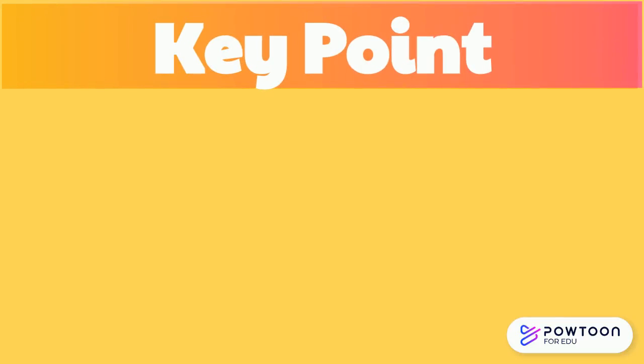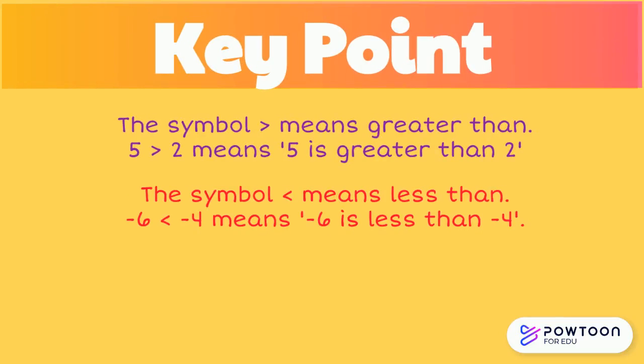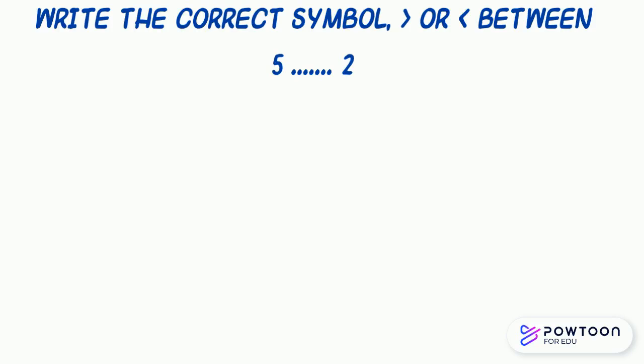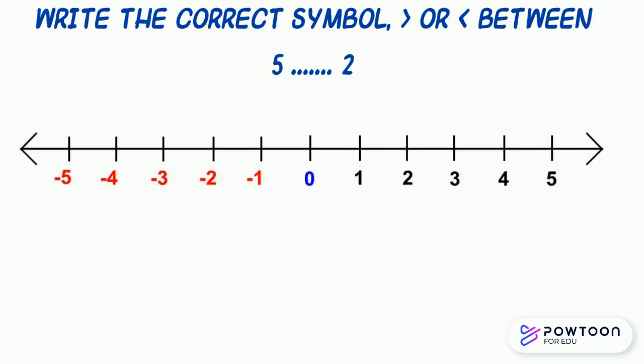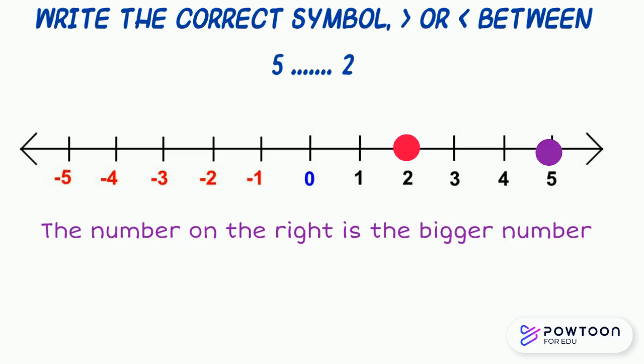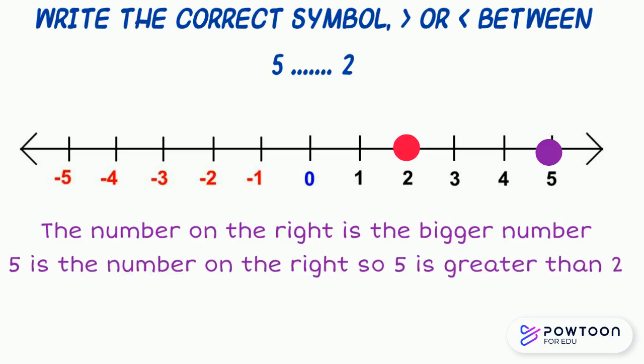The last key point of this video is talking about these two symbols here. So the greater than symbol, which you can see opens up to the left, and then the less than symbol, which opens up to the right. In this example, we're going to write the correct symbol, either greater than or less than, between the numbers 5 and 2. So we can start by drawing a number line. The number that's on the right is the bigger number. So 5 is the number on the right, so 5 is greater than 2. So you're going to put the greater than symbol in that blank.